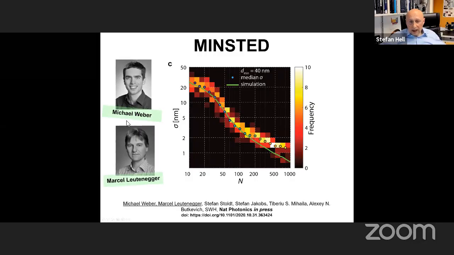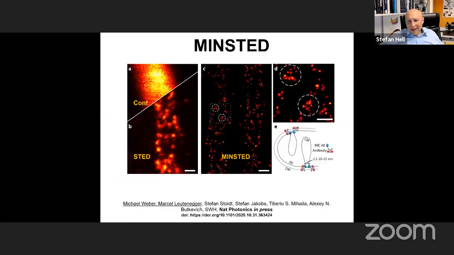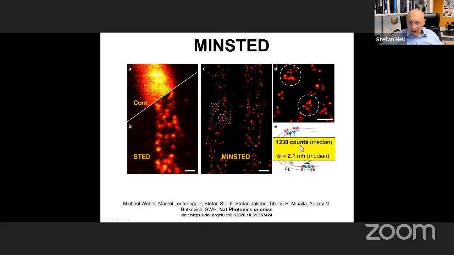So these are the people who actually developed this in the lab. Of course, Michael Weber and Marcel went through all the subtleties of doing the circulation, looking at which is best and what is ideal. And Michael and Marcel also did those measurements and these calculations. So this is a big acknowledgement to their contribution to this concept. But finally, the proof of the pudding is in the eating. You have a MINSTED image that is really decent here. You see very nice localizations. To give you the numbers, sigma is 2.1 in median at, say, 1,200 to 1,300 counts. This is not bad for the beginning. And it's all written up in a preprint that some of you may have seen.